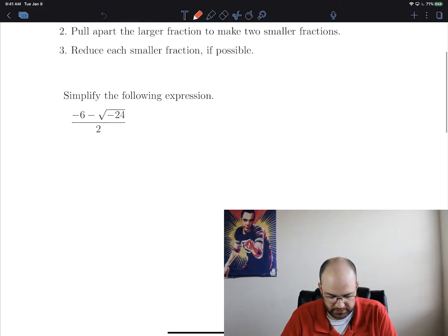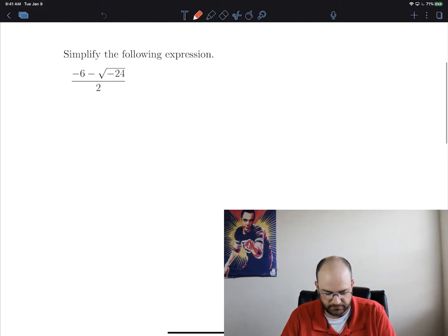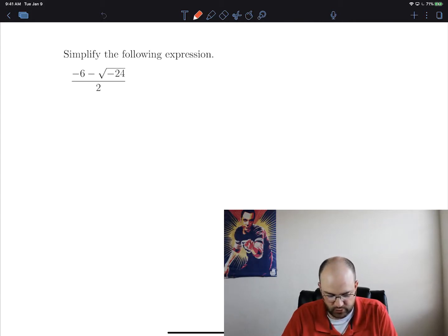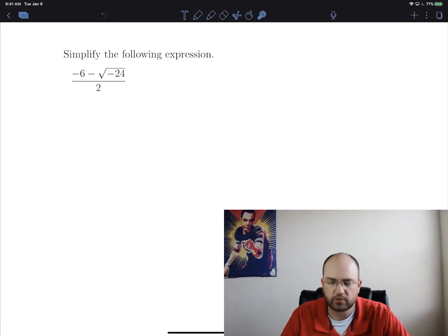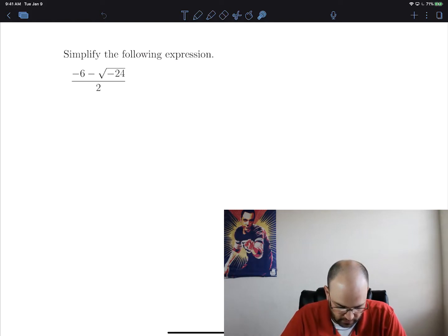Okay, so what we're going to be doing is we're going to simplify the following expression: negative 6 minus the square root of negative 24, all over 2. This is important because it's a very common form that you're going to have to simplify in this class. So, looking at this, let's go ahead and work with the radical. Notice that with the radical, we have the square root of negative 24, and that's what I want to work with first.